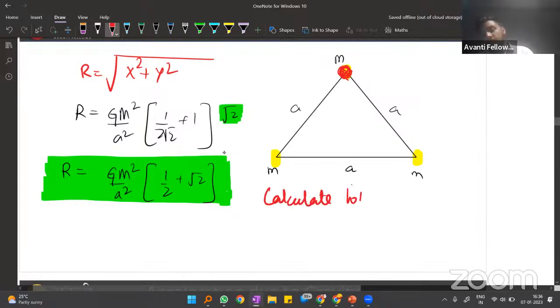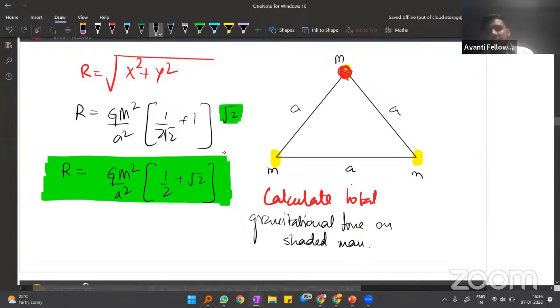Calculate the total gravitational force on the shaded mass. Okay, shaded mass. It's shady in nature. So hopefully this question is clear.